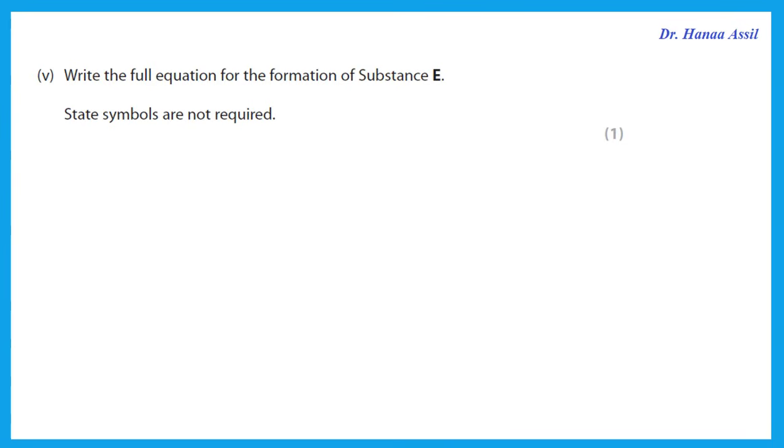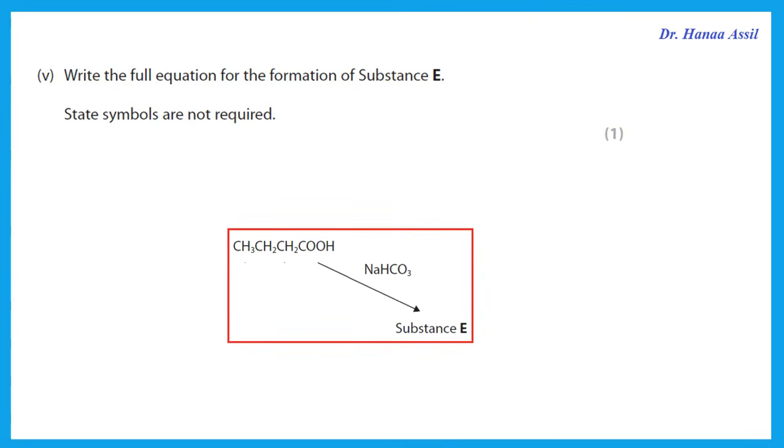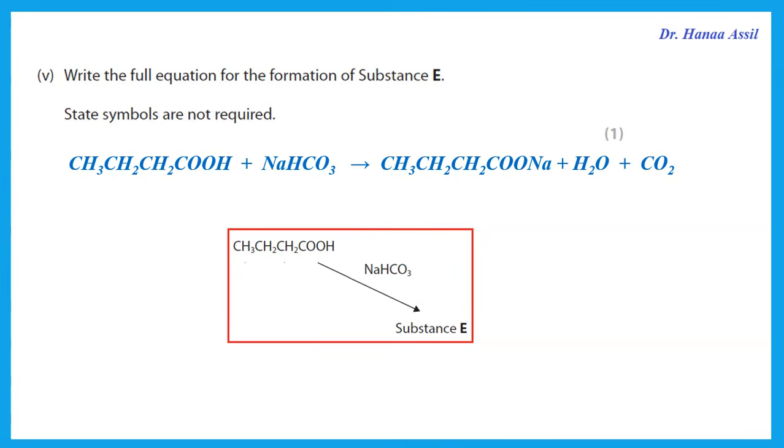Write the full equation for the formation of substance E. So what was substance E? This was the reaction of the acid with sodium hydrogen carbonate. So of course, acid plus sodium hydrogen carbonate gives the sodium salt. So you just remove the H of the acid and replace it with an Na, plus carbon dioxide plus water. Make sure that it is balanced.